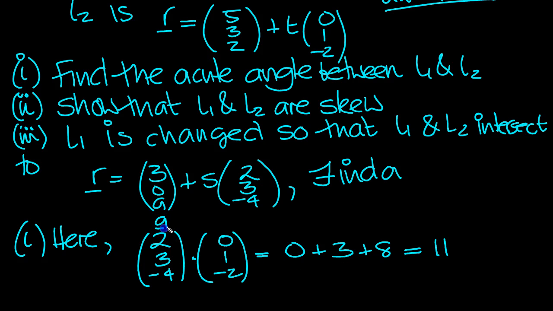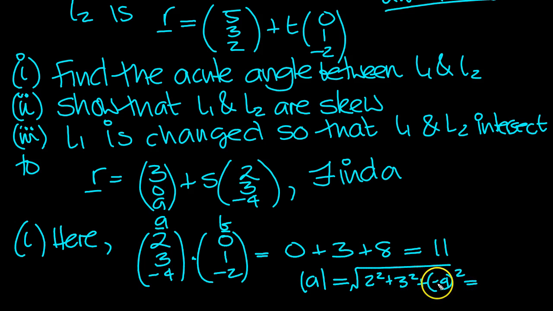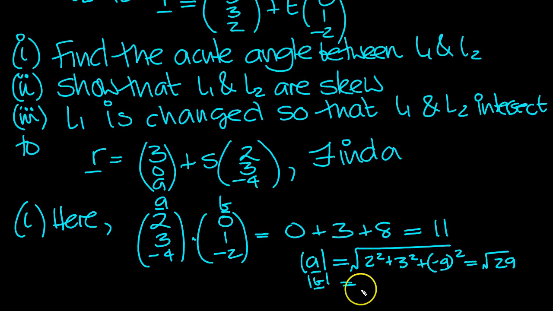Let's call this one A as a vector and this one B. So the modulus of A then, square this, square this, square this, and square root the sum, isn't it? So it's 2 squared plus 3 squared plus minus 4 squared. Nine and 16 is 25, plus 4 is 29, so it's root 29. The modulus of the vector B then is 0 squared plus 1 squared plus minus 2 squared, which is 4 and 1 is 5, so that's root 5.